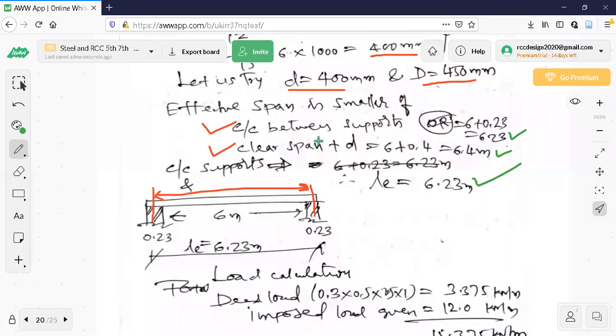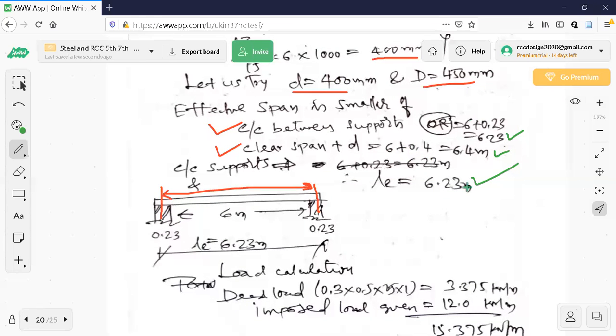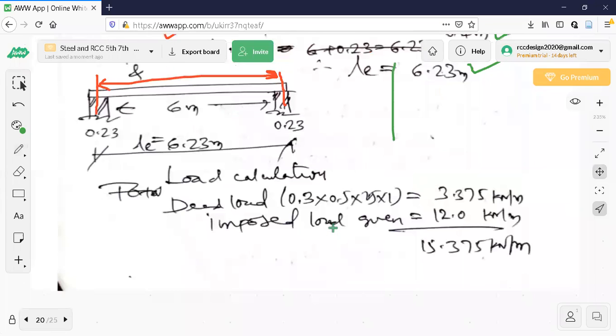Okay. So what I have done, center to center distance between the supports is calculated. It is 6 plus 0.23 by 2 this side, 0.23 by 2 this side. So you can add 0.23. So 6 plus 0.23 is center to center distance between the supports, which was 6.23. One more is clear span plus effective depth. Clear span is 6 meter, effective depth is 0.4 because it is 400 mm. So it is 6.4 meter. So smaller is 6.23. Now next is load calculations. So I have fixed effective span as 6.23 meter.